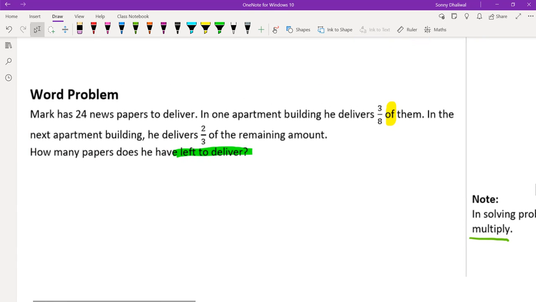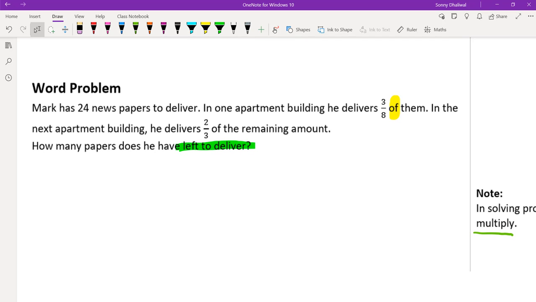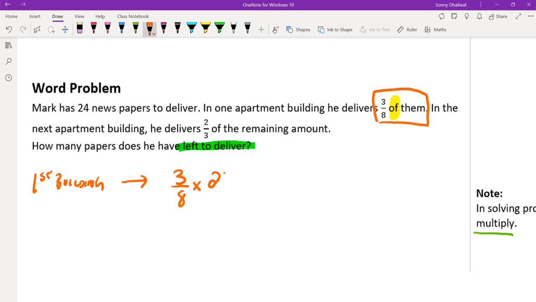All right? So we have the first statement. In the first building, he delivers 3/8 of his papers. So in the first building, 3/8 of means to multiply. 3/8 of what? Of how many papers he had? He had 24 papers. 3/8 of 24.